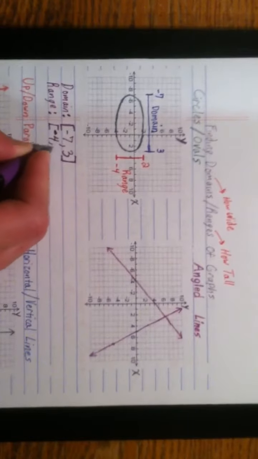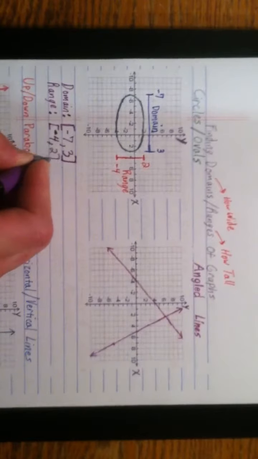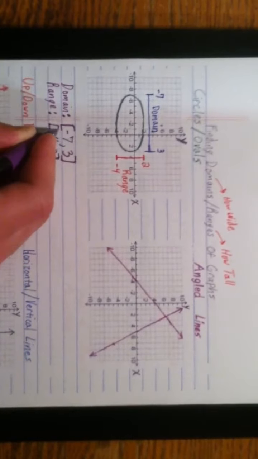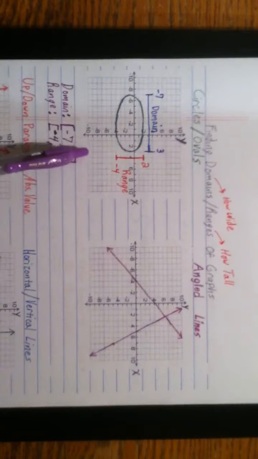So we need an interval to describe that. It does indeed touch -4 and 2, so again we're going to have brackets around the -4 and around the 2. So that's how writing domain and range will always work for a circle or an oval, like we were just given here.